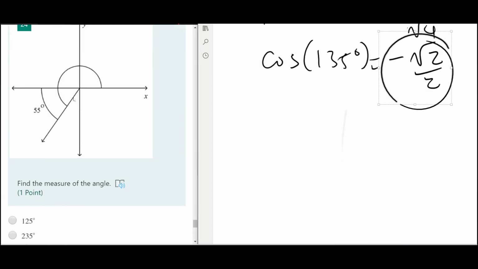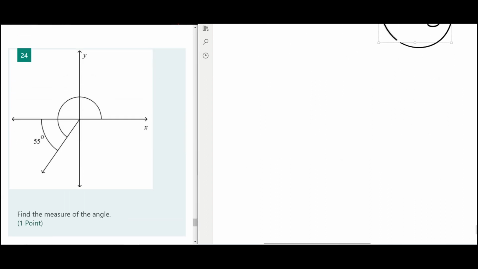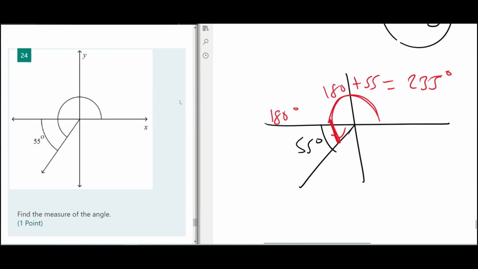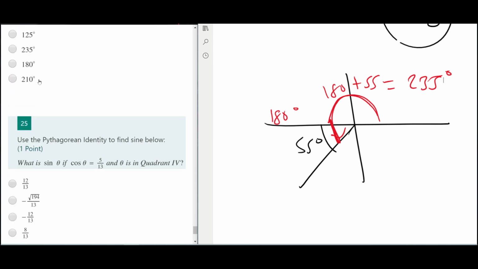All right, we're working up to the end. So for number 24, we have a reference angle of 55 degrees, and they want us to figure out this angle right here. So that's going to be straightforward. It's just going to be 180 plus a little bit of extra. Remember that this is 180. So it's going to be 235 degrees, and that is it for that one. Okay, so let's go ahead and choose that one.